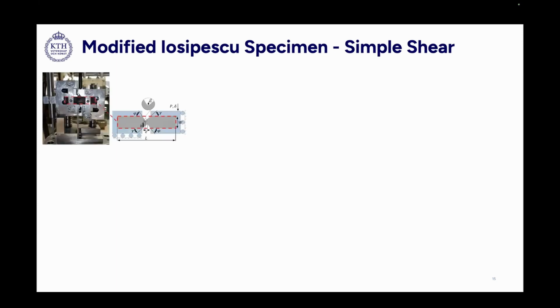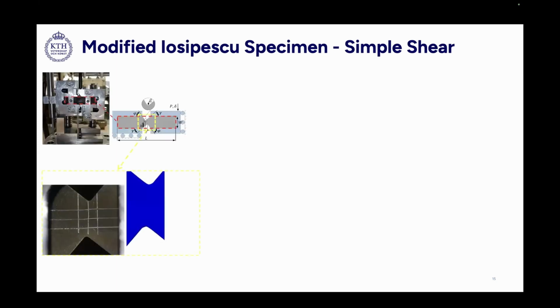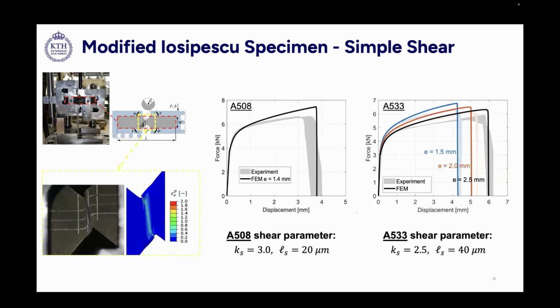So the next step is to look at how this model behaves in shear. We did several tests with iosipescu specimens with different dimensions in this critical region. However, we found in both materials that the simulation model overshoots the experimental prediction. The question arises, why do we have this behavior?